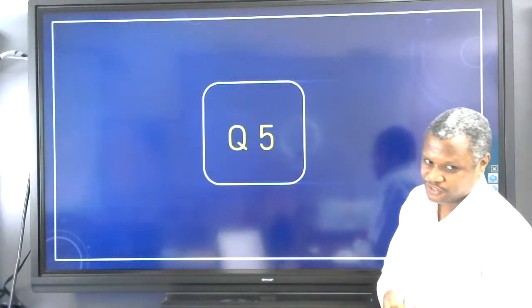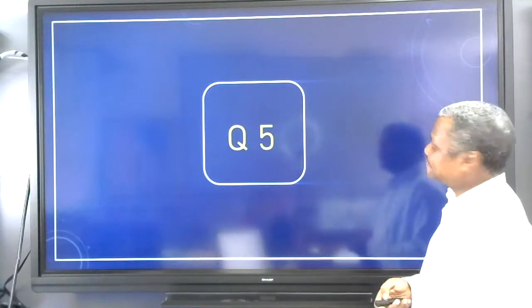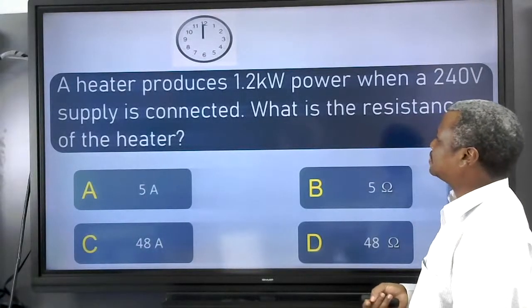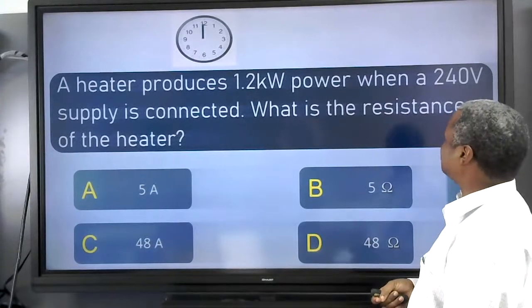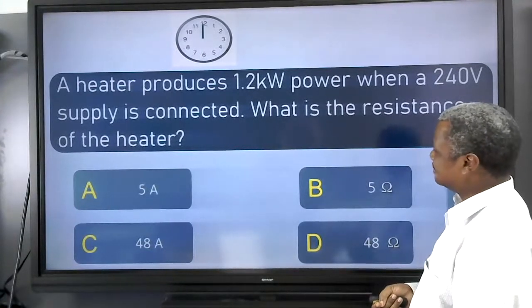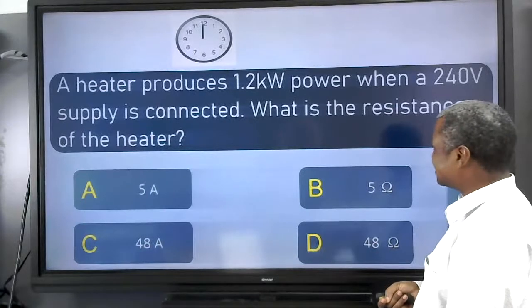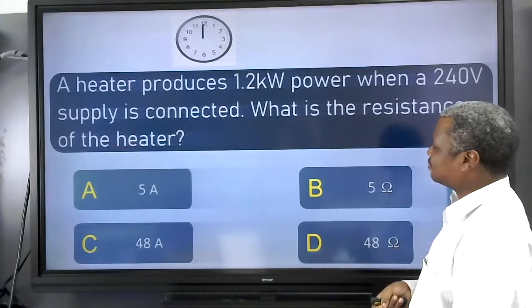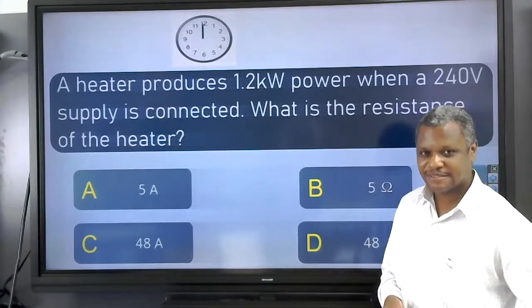Question 5. About 10 minutes remaining. A heater produces 1.2 kilowatts power when a 240 volt supply is connected. What is the resistance of the heater? The timer begins now.